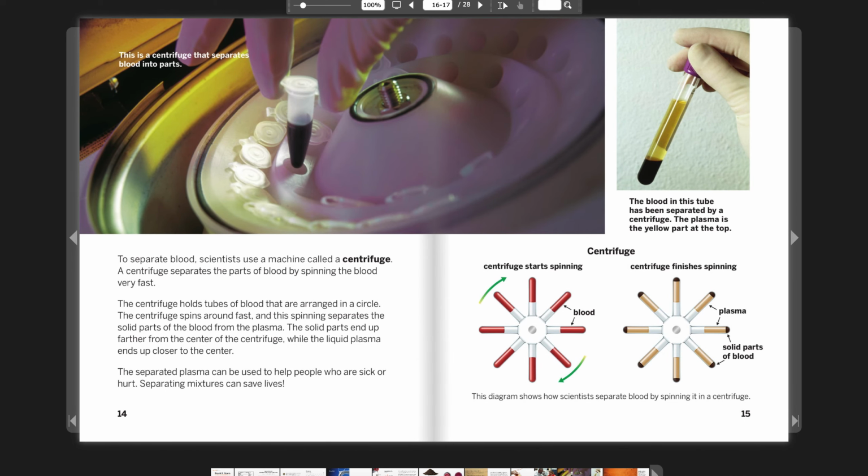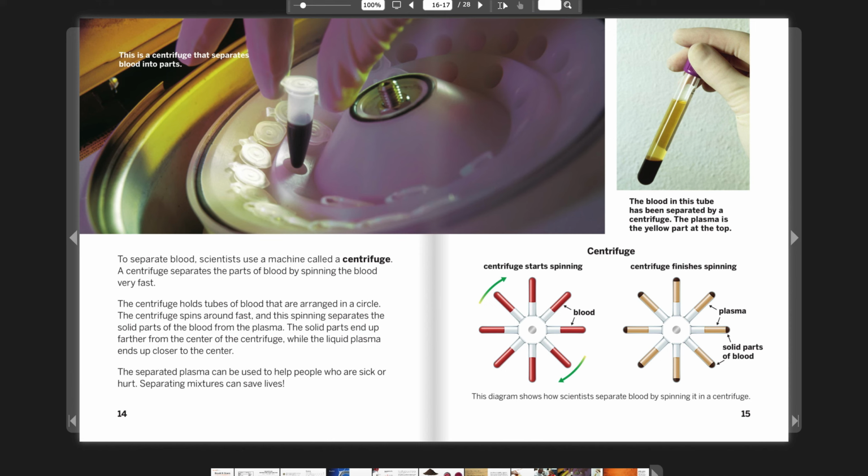To separate blood, scientists use a machine called a centrifuge. A centrifuge separates the parts of blood by spinning the blood very fast. The centrifuge holds tubes of blood that are arranged in a circle. The centrifuge spins around fast, and this spinning separates the solid parts of the blood from the plasma.